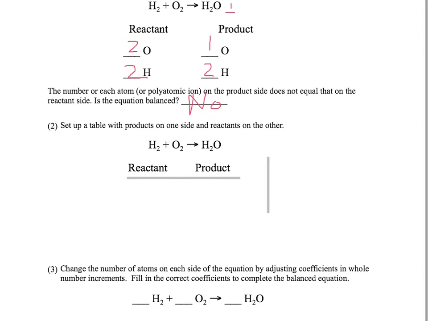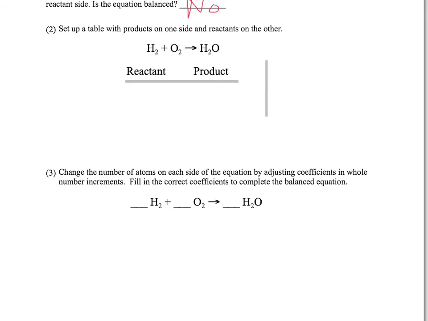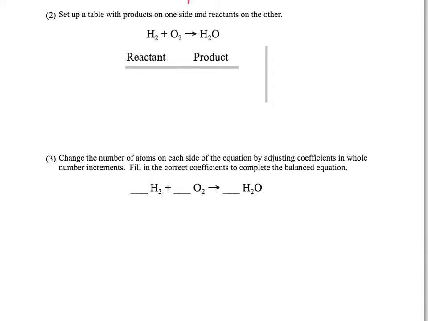So now what we have to do is set up a table with the number of products on one side and reactants on the other side. And just for the sake of simplicity, let's put the reactants on the reactant side and the products on the product side. Makes sense, right? Now let's count this. In this case there are 2 hydrogens and 2 oxygens on the reactant side, and there are 2 hydrogens and only 1 oxygen on the product side. So how do we fix this?